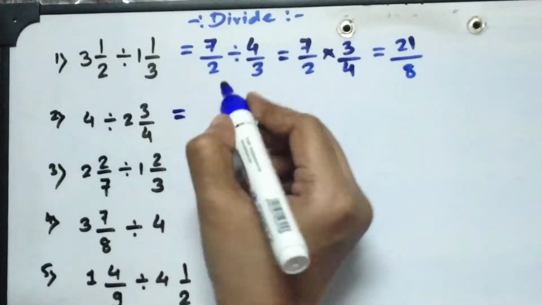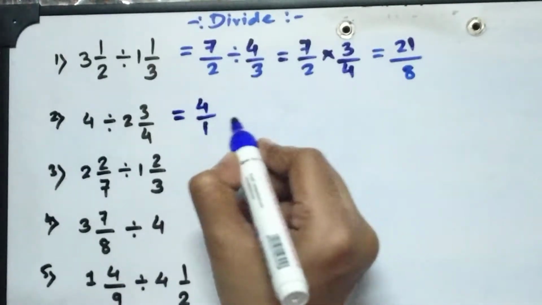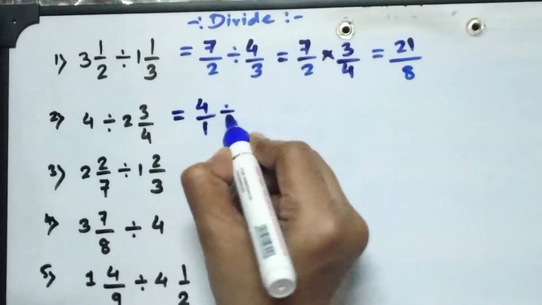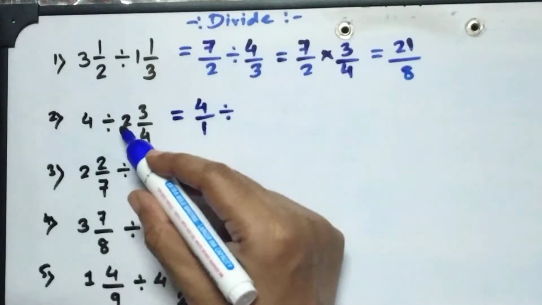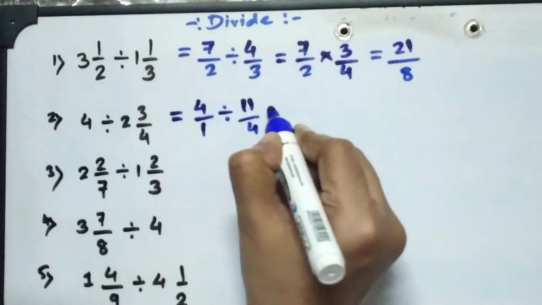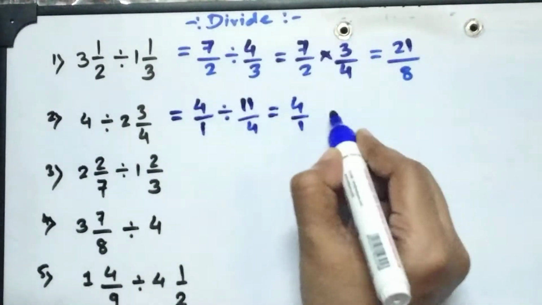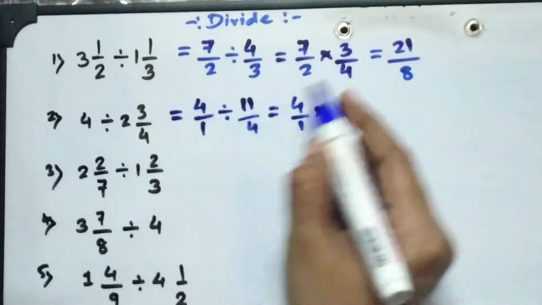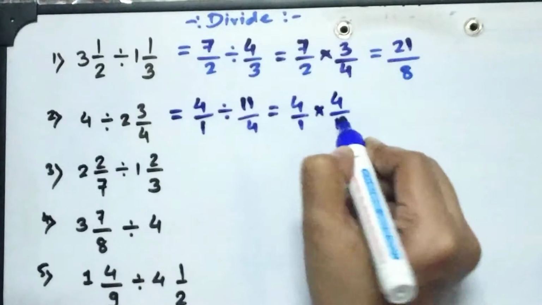Next is 4. We can write this whole number 4 as 4 by 1. And then next we'll convert this mixed fraction into the improper one. We'll write 4 plus 4 2s are 8, 8 plus 3, 11 by 4. And we'll solve it with 4 by 1. Division operation will turn into multiplication. It will be 11 by 4. We need to invert it. It becomes 4 by 11.